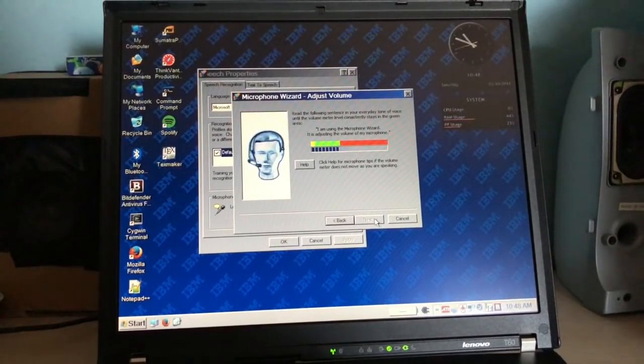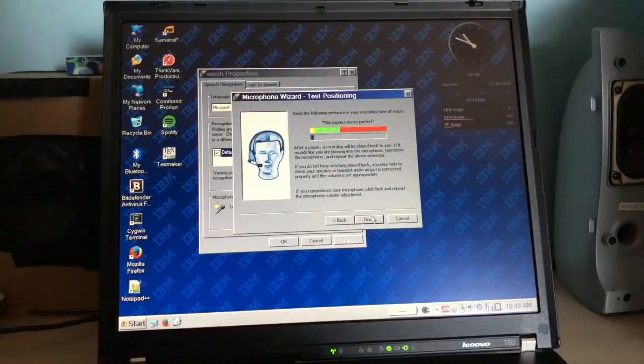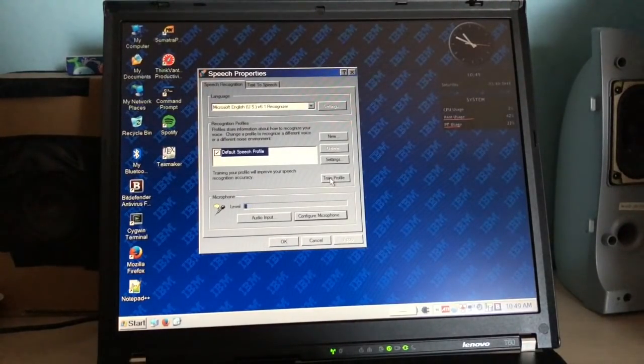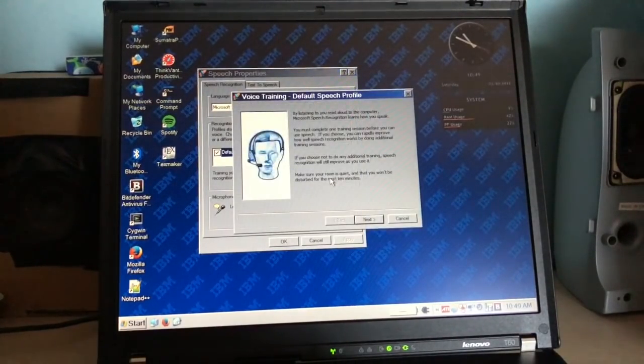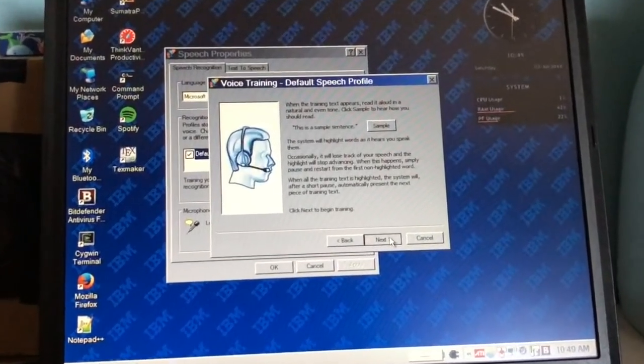I am using Microphone Wizard. It is adjusting the volume of my microphone. This papaya tastes perfect. And now we train the profile, I guess. This is a sample sentence.